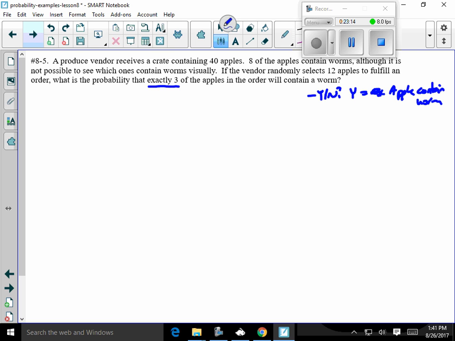We can figure out that probability, right? But because we have a small sample size, once I select one apple, the probability of the next apple containing a worm is not the same. Here's the situation. We have 40 apples. In other words, if I'm asking is the probability constant, I'm going to say no, and therefore I can't use a standardized model.